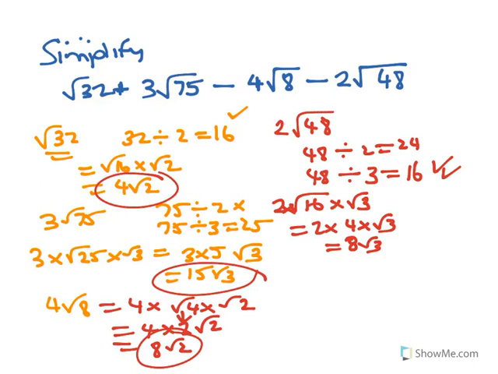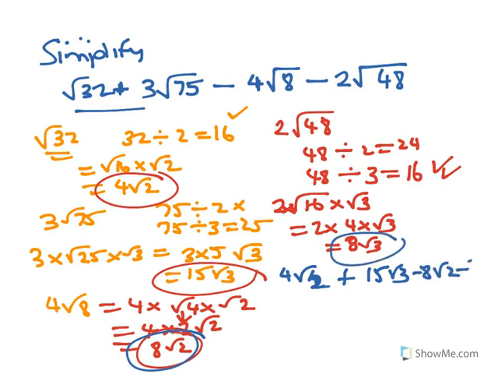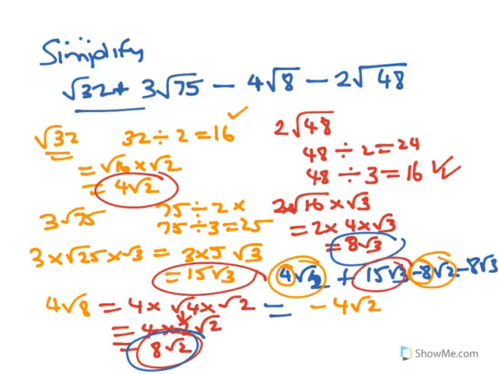Okay, now putting it back into this, so we have root 32, which is 4 root 2, plus the next one, which is 15 root 3, minus 8 root 2, and minus 8 root 3. Okay, so let's get the like terms. 4 root 2 minus 8 root 2 is minus 4 root 2, because 4 minus 8 is minus 4. 15 root 3 minus 8 root 3 is plus 7 root 3, because 15 minus 8 is 7.